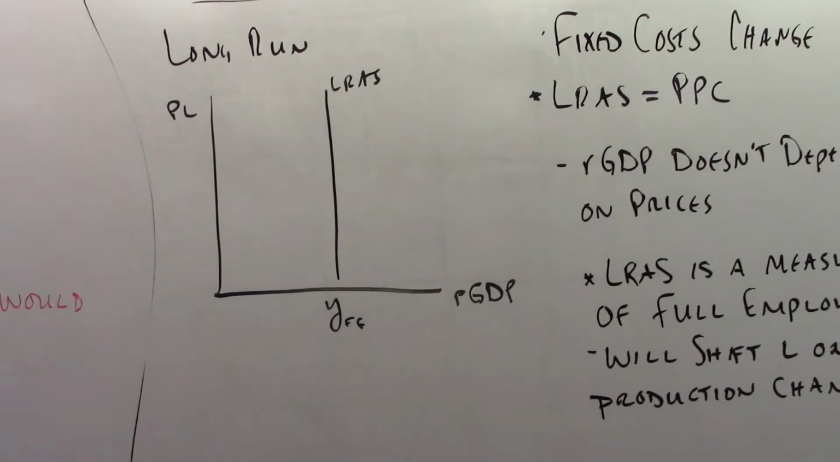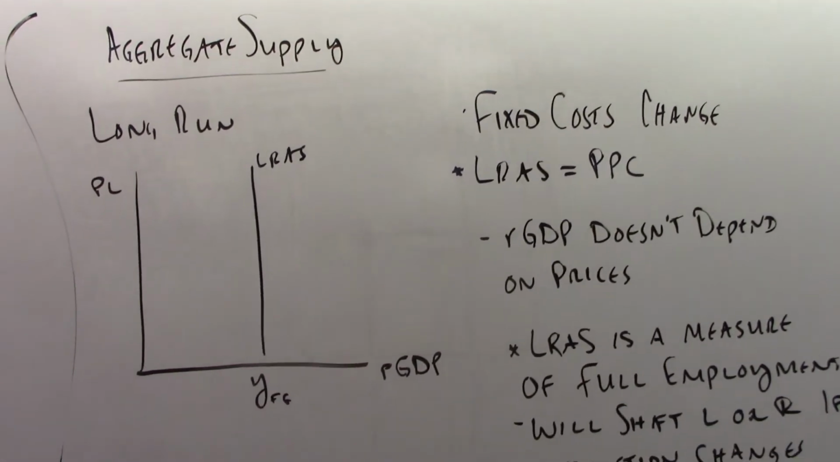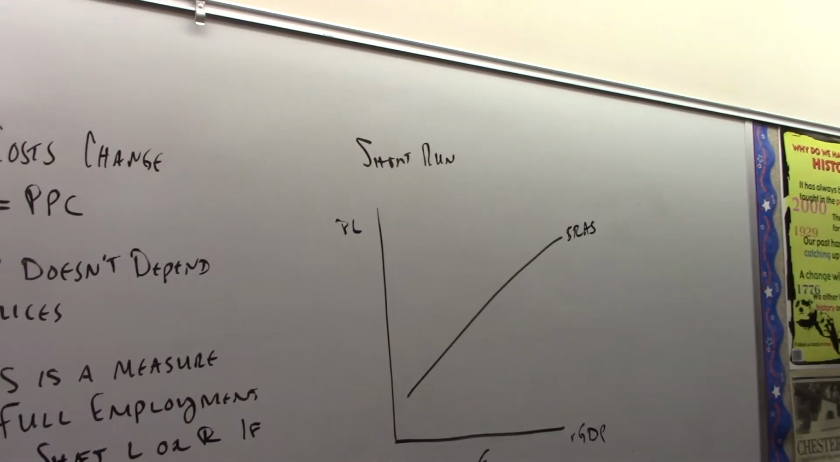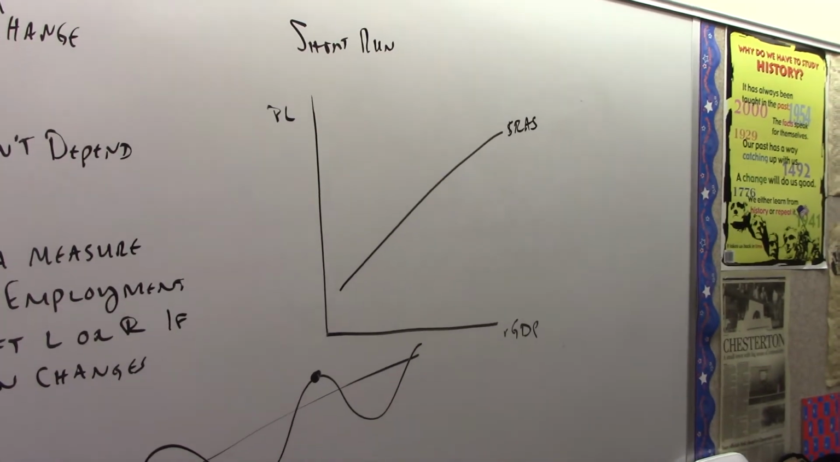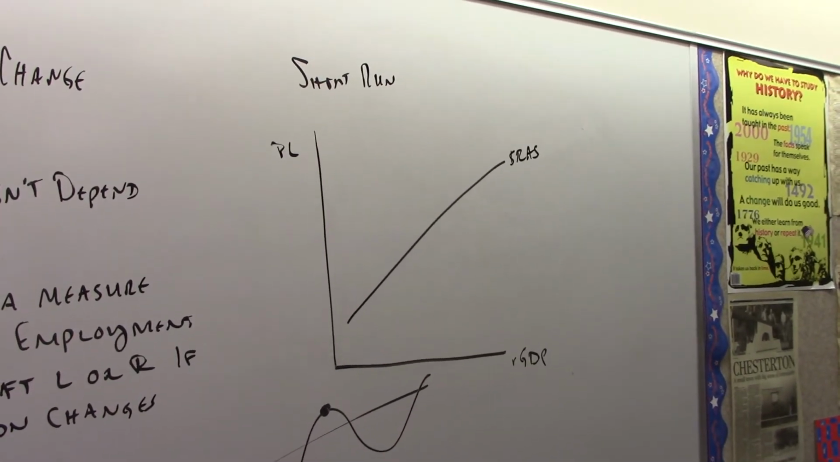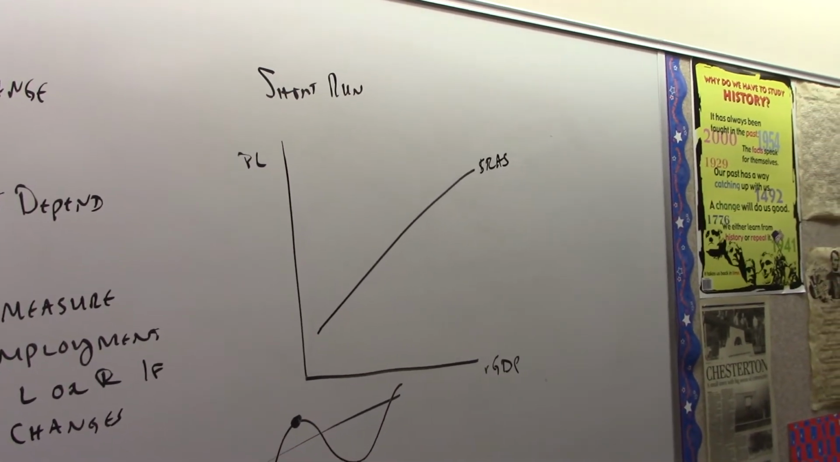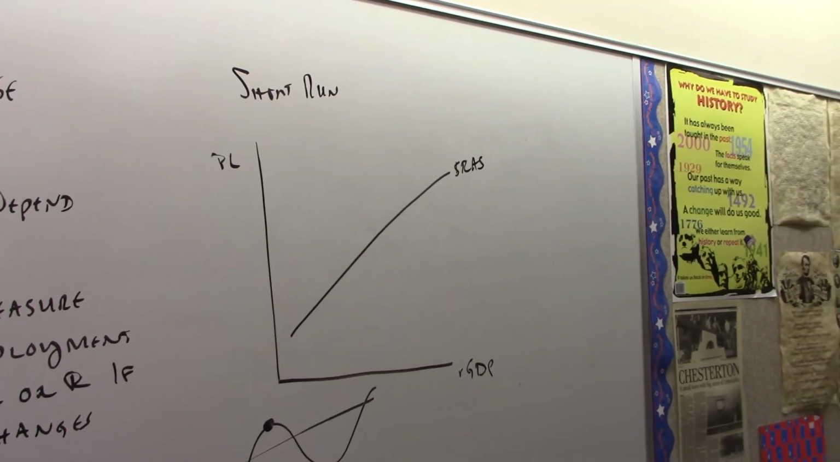Aggregate supply, there it is. You've got the long run and you've got the short run. Short run just looks like your normal everyday type of supply curve. Again, though, this is aggregate. So this is in total all the supply.